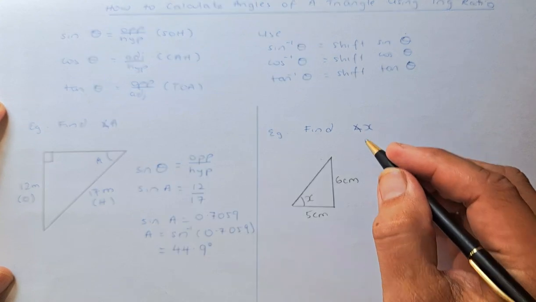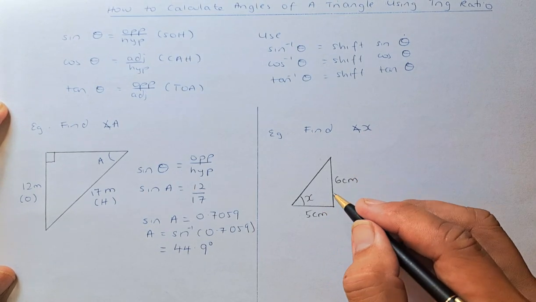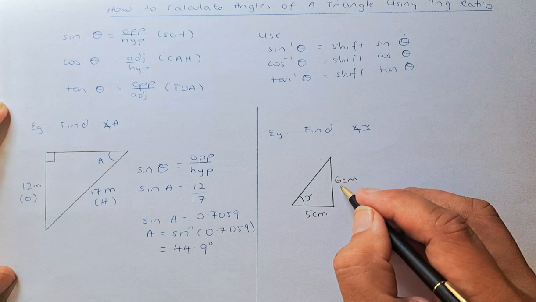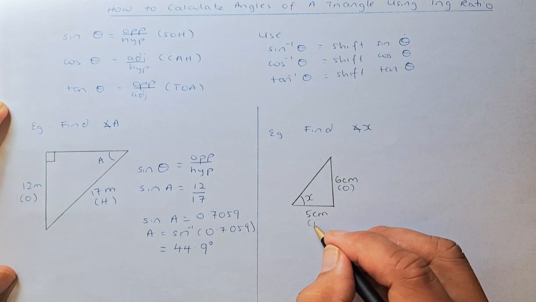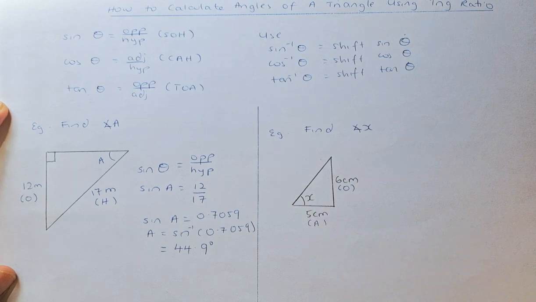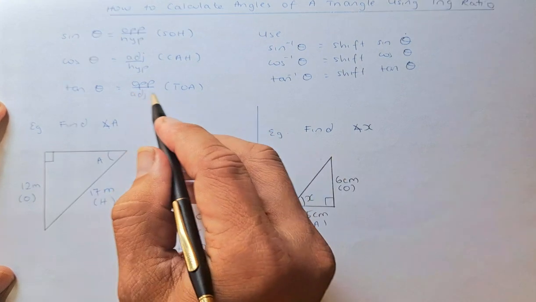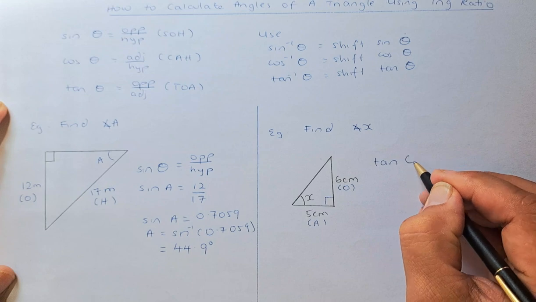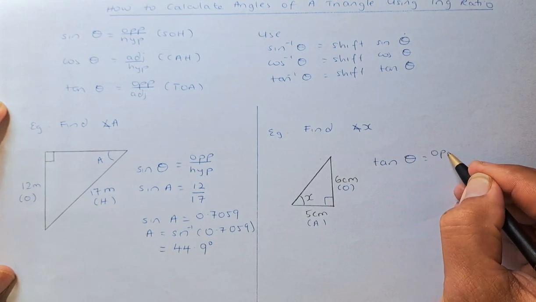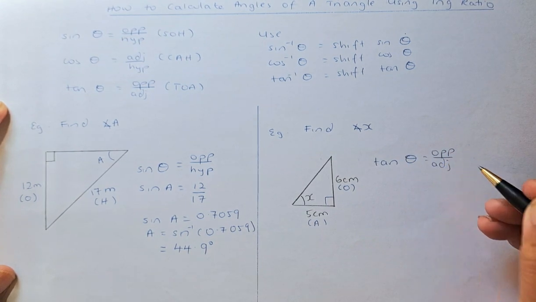Okay, we should do one more so you'll be more confident now. To find angle X, you have to label the sides first. So 6 will be your opposite to the angle, and 5 is your adjacent because it's next to the angle. Okay, this is 90 degrees. So now to calculate your angle X, you have to use O and A. O and A, you use the TOA. So tangent is the correct formula. Tangent theta is opposite over adjacent.